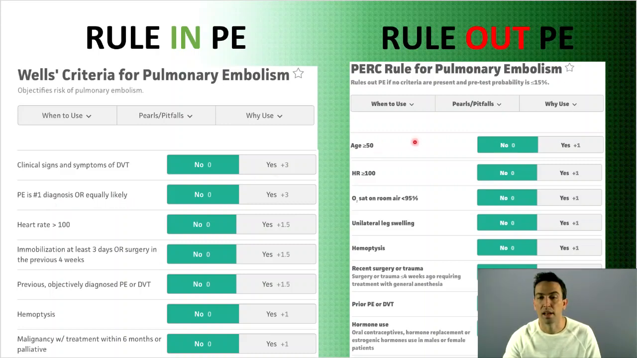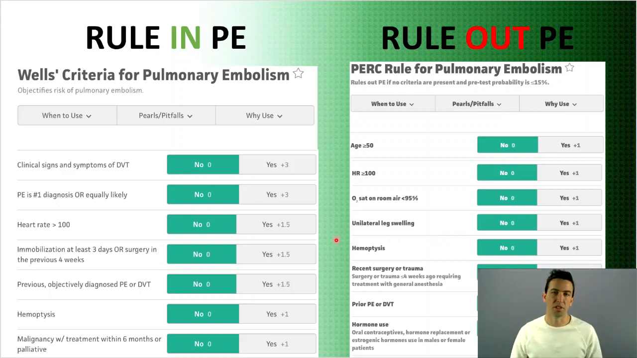Different than in a PERC rule, when we say, man, the patient is not greater than 50, their heart rate's okay, their oxygen's okay, I don't see any unilateral leg swelling, I really don't think this is a PE, and what else can I add to the chart to say I really don't think this is a PE? That's where the PERC rule comes into play.